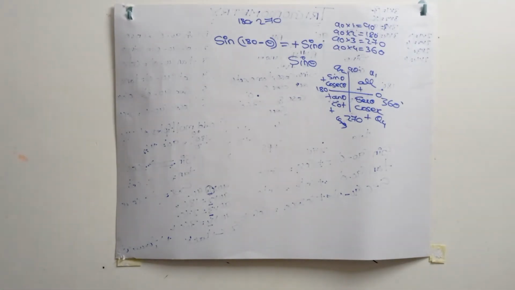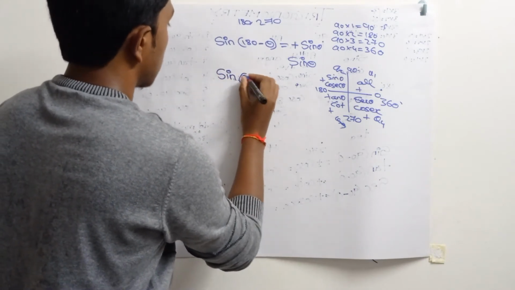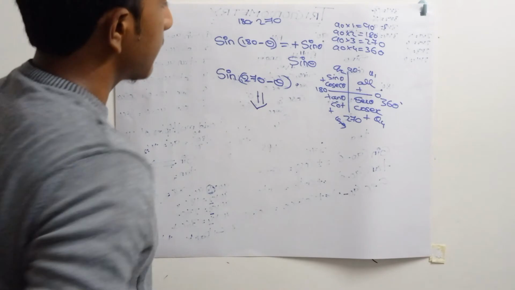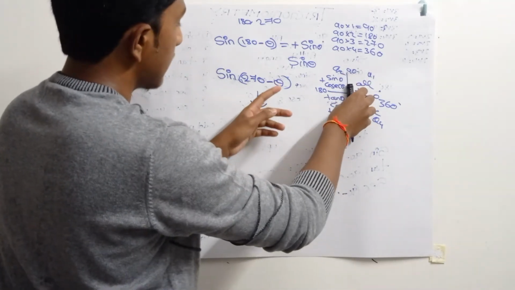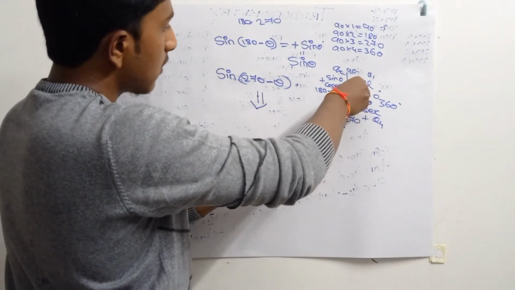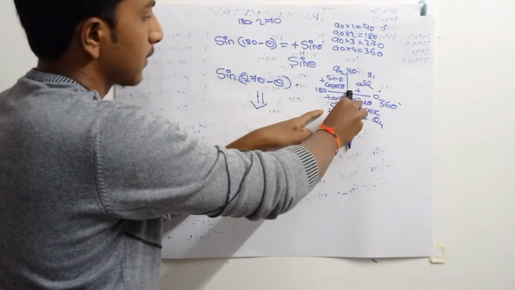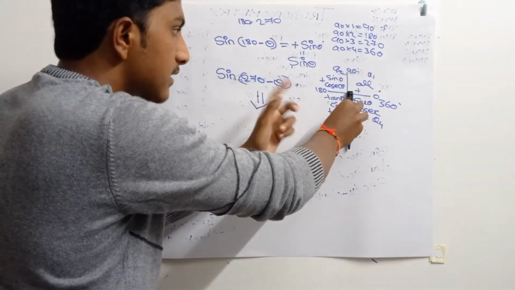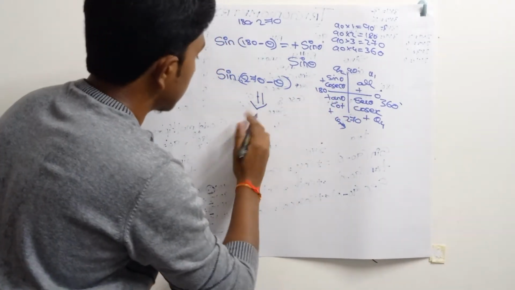Now we'll do it for sine 270 degrees. Sine 270 minus theta. 270 means keep your pencil or pointer at 270 degrees. So 270 minus means it moves to the third quadrant. In the third quadrant, is sign positive or negative? Here only tan and cot are positive. That means all the others are negative. Here sine is negative. In the third quadrant, sine is negative, so we use the sign minus.